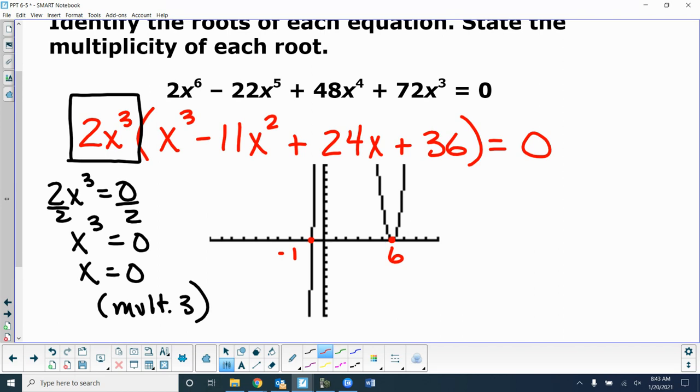Okay. So if this works 3 times, this works once, and this works twice, did I get all of them? Yeah. How do I check to make sure the 6 worked twice? You can do synthetic division, right? But it's going to work twice. Okay?